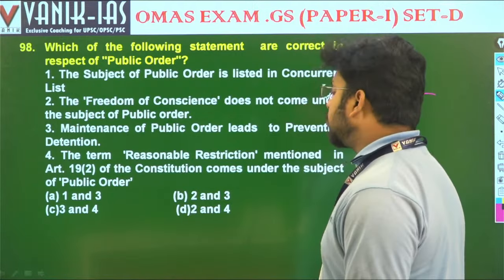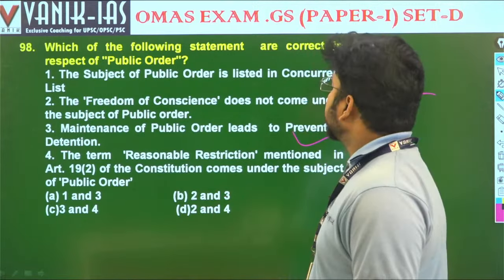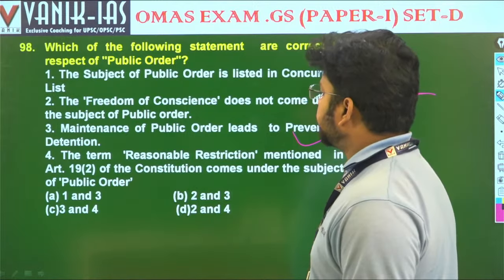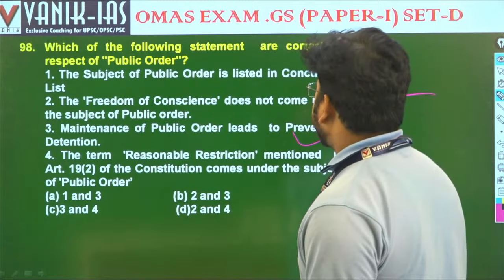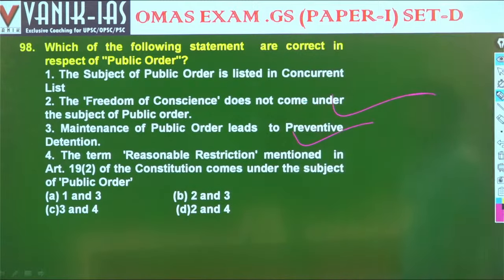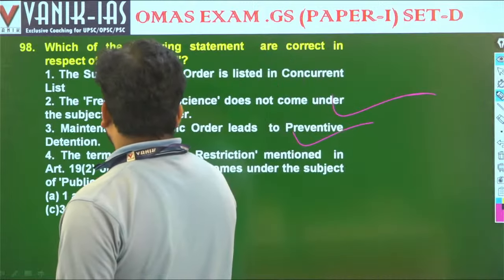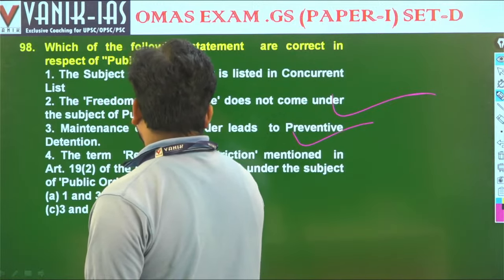Maintenance of public order leads to preventive intervention. Yes, if you want to maintain public order in certain cases, preventive intervention can be allowed. A person can be detained for 3 months maximum. After that, you have to take permission from High Court. A term reasonable restriction mentioned in Article 19(2) comes under the subject of public order. That included the subject public order. That do not come under the public order. So, 2 and 3 options will be correct.